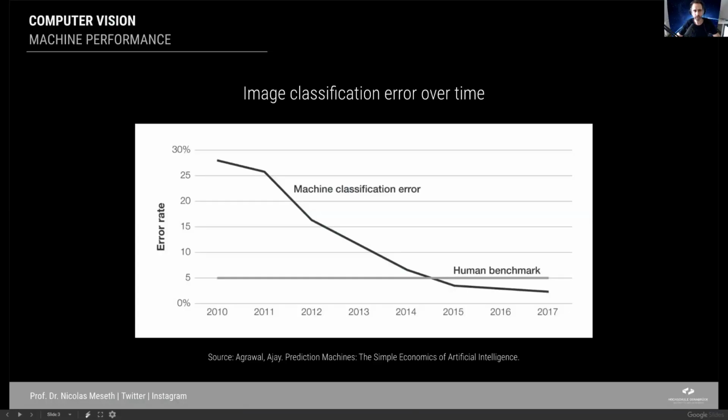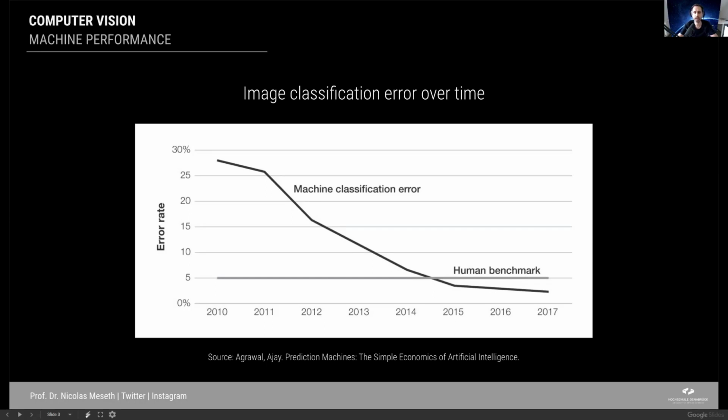Let's first have a few words about computer vision in general. This is from a book that I recommend if you're interested in artificial intelligence in the broader sense, and an analysis of how it impacts business processes and the economy. It is not a technical book. It's a book focused on economics, and it's very interesting. It's called The Simple Economics of Artificial Intelligence, and this is an image taken from there, and it shows you how machines progressed and got better at image classification, which is basically what we're talking about here.